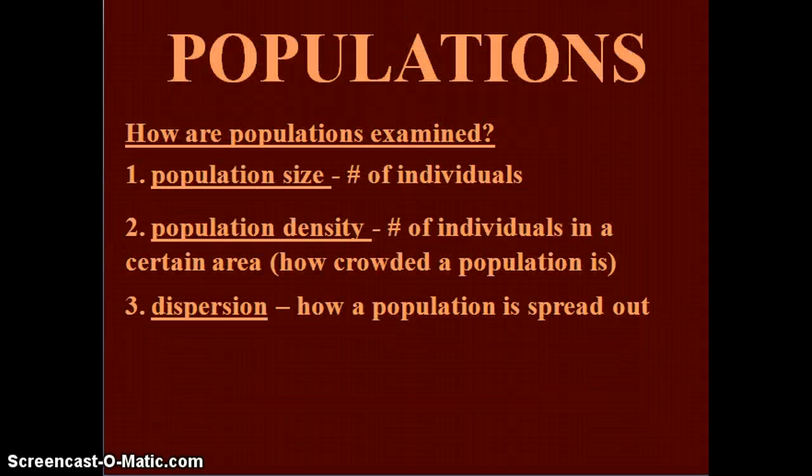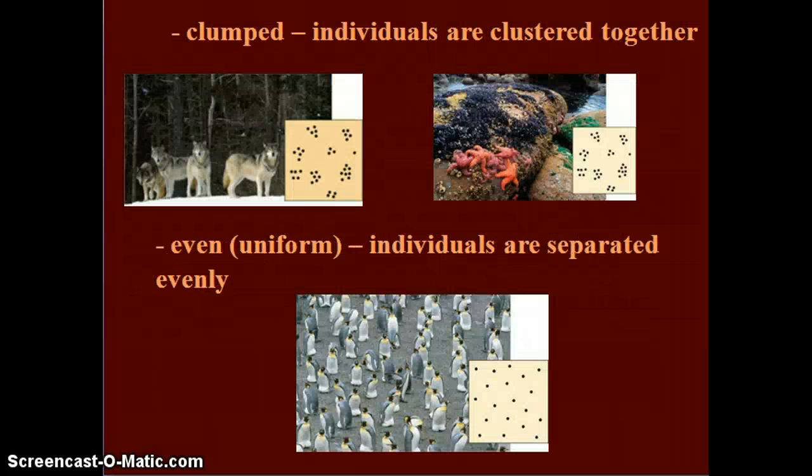actually occupies. When we look at populations, how are populations examined? Populations are examined by the size, the number of individuals, the density, which is the number of individuals in an area, that's how it differentiates between size, and dispersion, how a population is spread out. If we look at this, next slide, we can see that it is dispersed.